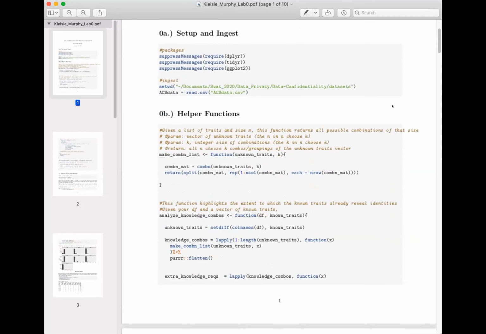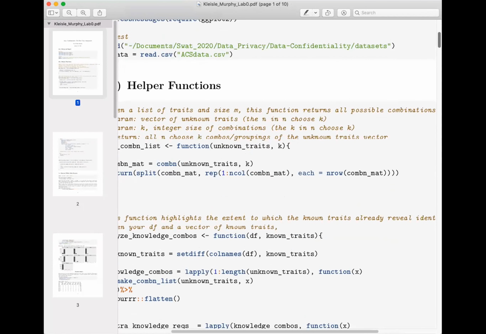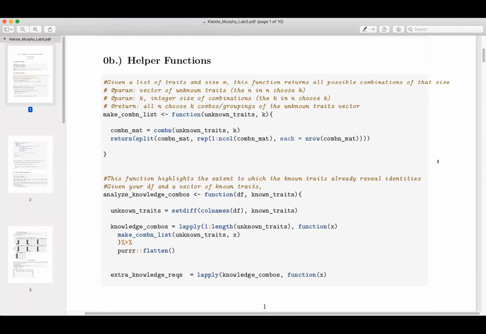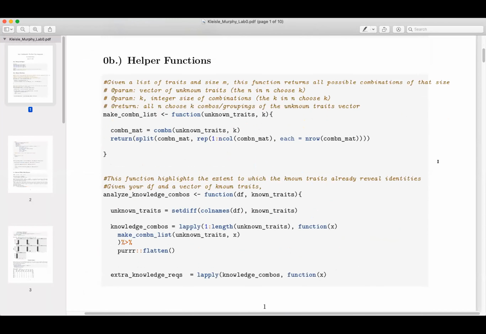So the first one was just white male married was what we knew of the neighbor. So just back of the envelope type stuff. That gets you down to a little over 2,000 candidates who could be your neighbor in the data set.